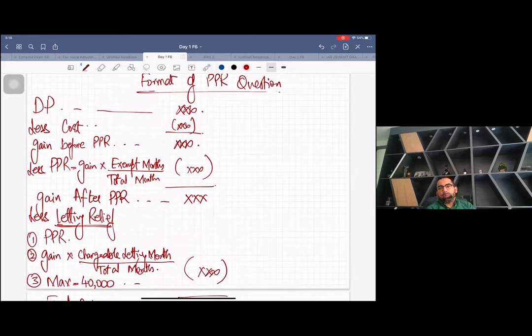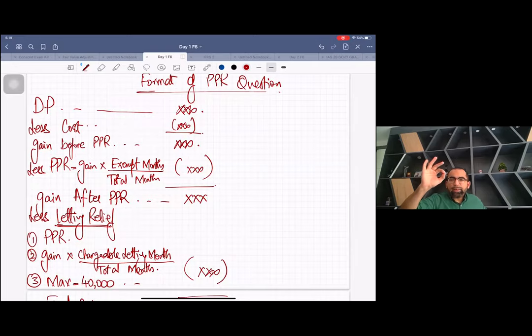Okay. You will be deducting PPR. What is the formula of PPR? Gain multiplied by exempt months divided by total months. Once you deduct the PPR, you will get the gain after PPR.